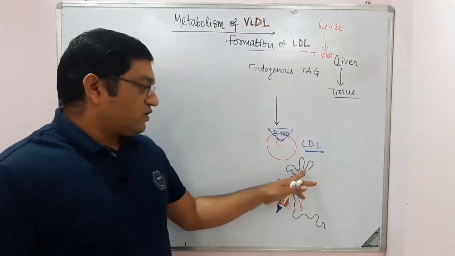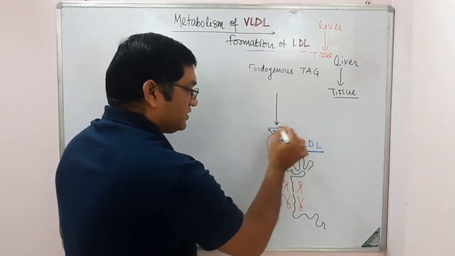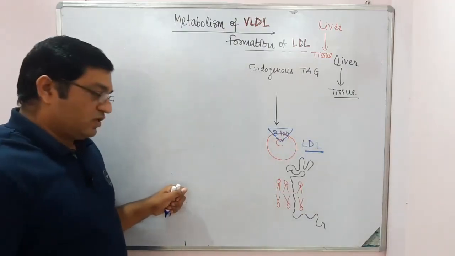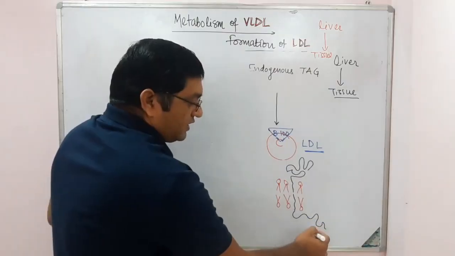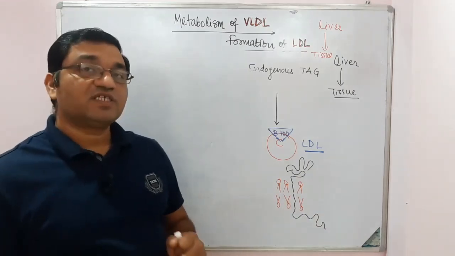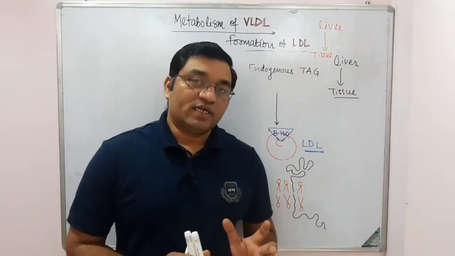This outer part is the site for attachment of LDL. And this inner core is attached with clathrin. Clathrin is a specialized protein which helps in the endocytosis of LDL particles.